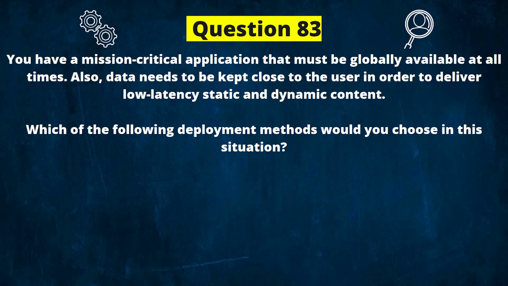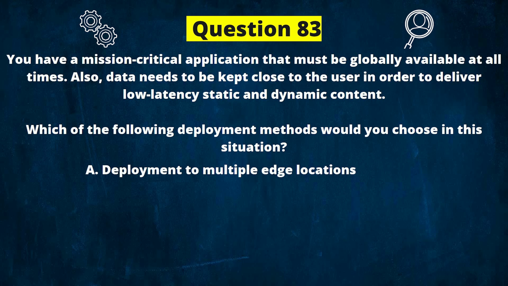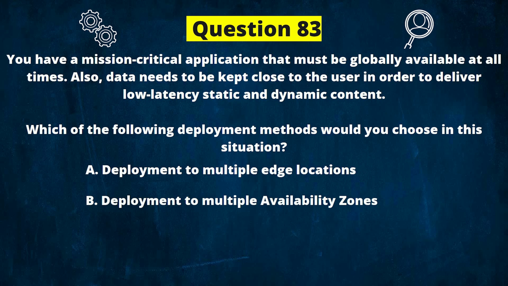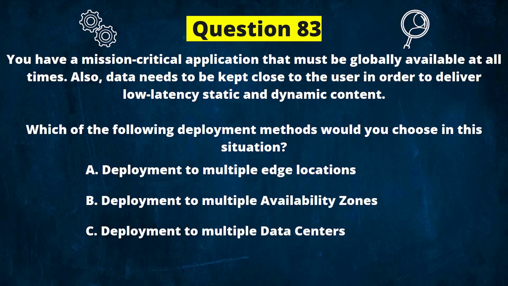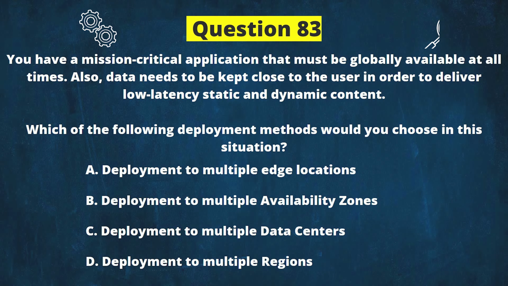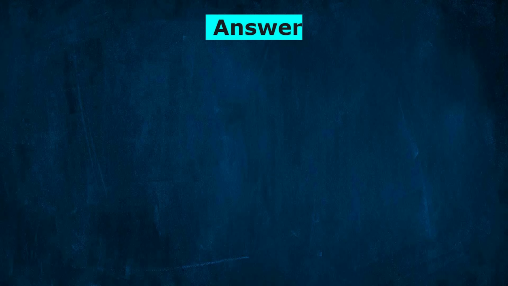Next question. You have a mission-critical application that must be globally available at all times. Also, data needs to be kept close to the user in order to deliver low-latency static and dynamic content. Which of the following deployment methods would you choose in this situation? And the options are A. Deployment to multiple edge locations, B. Deployment to multiple availability zones, C. Deployment to multiple data centers, D. Deployment to multiple regions. And the correct answer is option D.